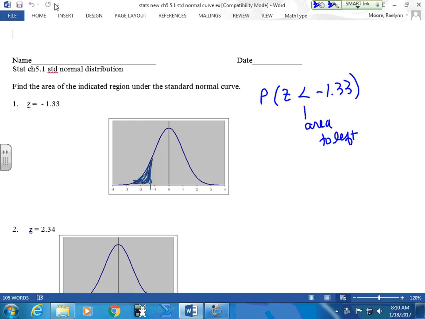I look up negative 1.33. Now be careful when you look it up because it goes the opposite direction. And I get 0.0918.